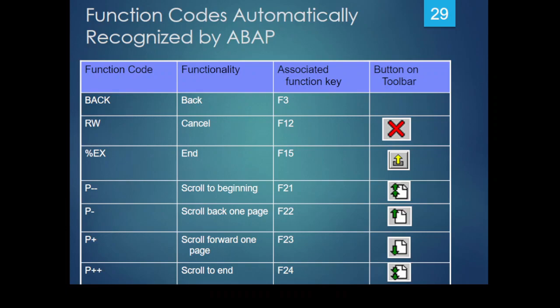Scroll to the beginning, we have P--. Scroll back one page is the P- function code, and scroll forward one page is P+, with function key F23. Scroll to the end we have function key F24, and for the function code P++. These are all standard function codes allotted automatically, and the ABAP program automatically recognizes what the user enters or how the user interacts with the screen with these buttons.